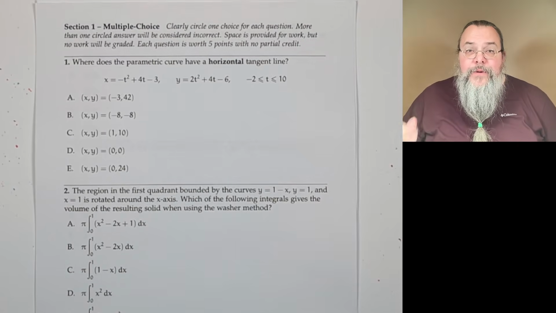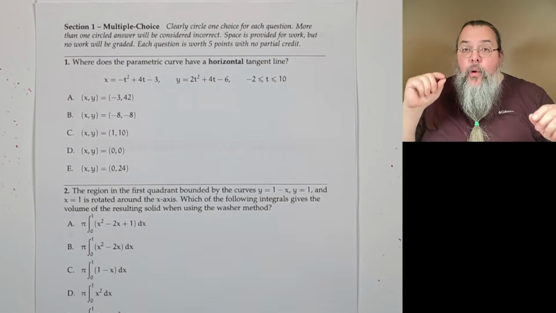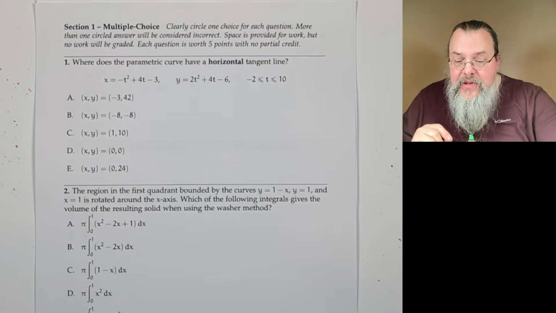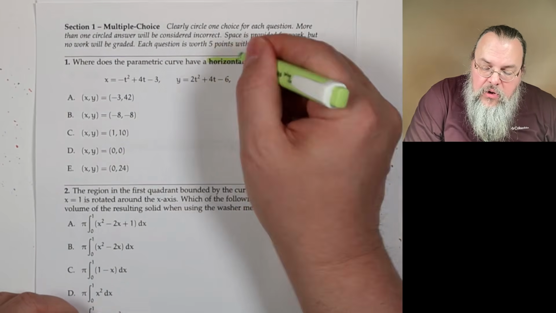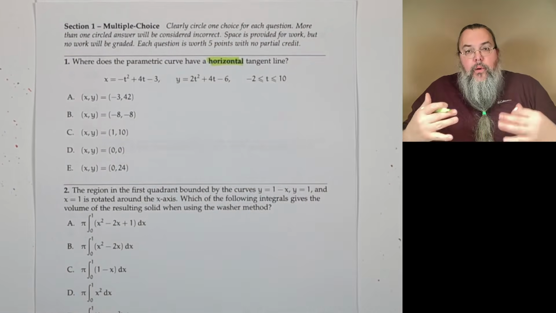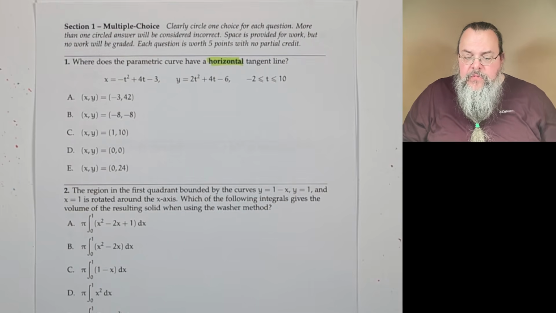And so we begin with number 1. Where does the parametric curve have a horizontal tangent line? Now you'll notice they're stressing horizontal, like they're putting that in bold. That's just saying, hey, make sure you pay attention to that. So what does that mean?